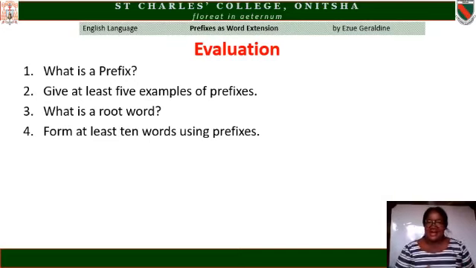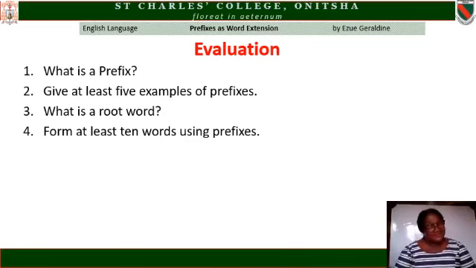Now we looked at how we formed words by adding prefixes to the root word. Remember, a prefix plus a root word gives us a new word. That is why the topic is prefixes as word extension. I hope you enjoyed the lesson. I hope you paid attention. I know you are attentive students. And I believe that you were able to capture one or two things as I stated in my specific objectives.